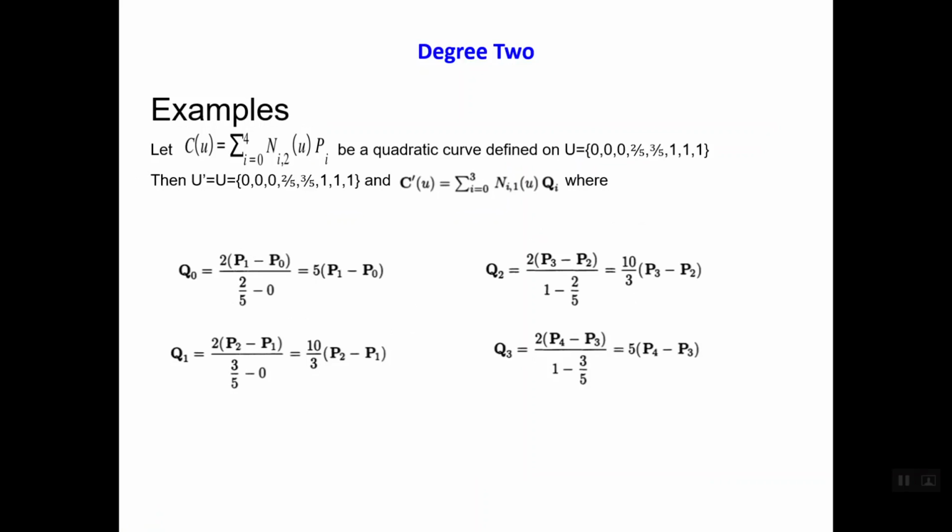This is an example of a quadratic B-spline curve, which has a degree of 2, defined on these knot values of u. We can see that C'(u) is the summation of i up to 3 of N_{i,1}(u) Q_i, and there will be four values calculated, because i goes up to 3, so we have four values. From the previous equations we know how to calculate the value of Q, so we just plug in the numbers and this gives the four values.